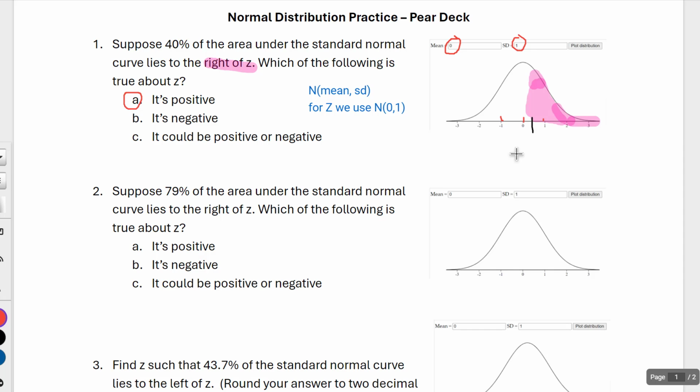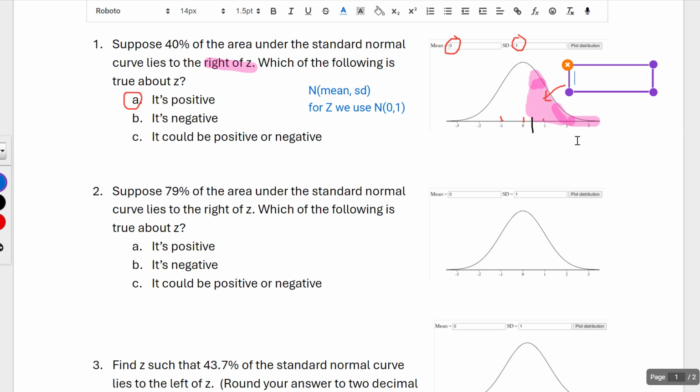All right, so we shade to the left until we get 40% right here. So this should be 40% of the area. Let me go ahead and add that note. 40% of the area. All right.